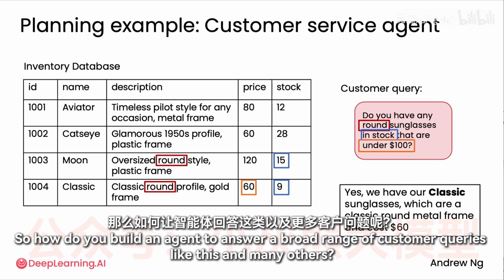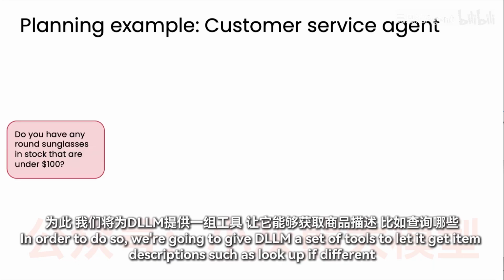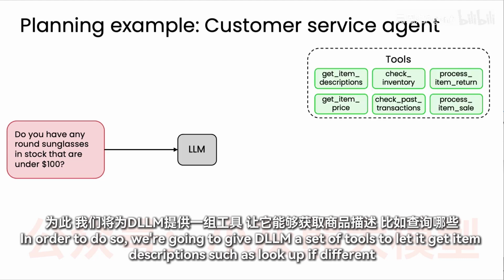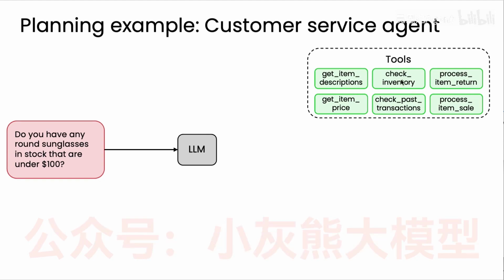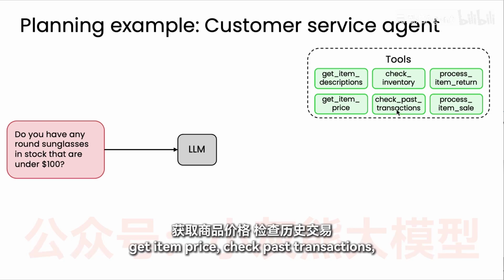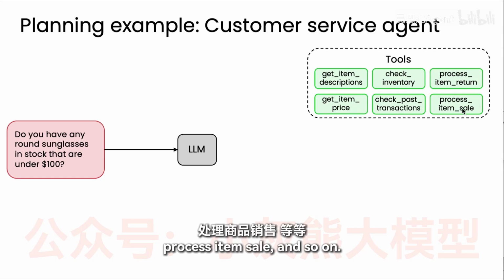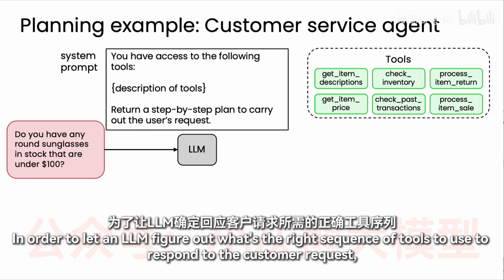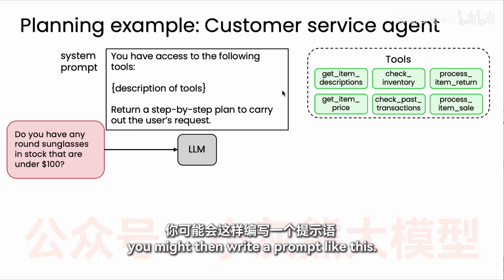So how do you build an agent to answer a broad range of customer queries like this and many others? In order to do so, we're going to give the LLM a set of tools to let it get item descriptions, such as look up if different glasses are round, check inventory, maybe process item returns, which is not needed for this query, but we need it for other queries, get item price, check past transactions, process item sale, and so on. In order to let an LLM figure out what's the right sequence of tools to use to respond to the customer request, you might then write a prompt like this.